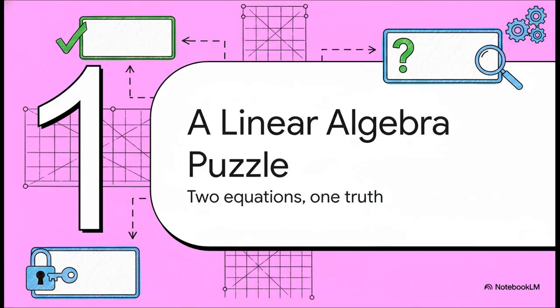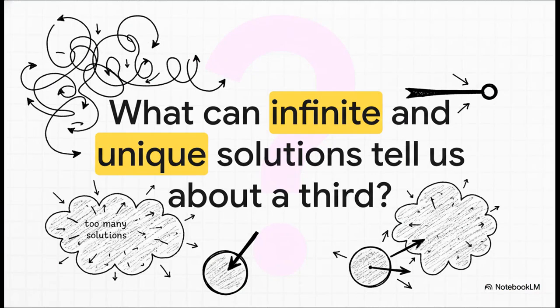Let's jump in. So, here's the setup. We've got 3 equations, but we only get clues about the first 2. Our mission, if we choose to accept it, is to use that very limited information to figure out the fate of that mysterious third equation. Here's the heart of the puzzle. We've got one equation with way too many solutions, an infinite number of them, and another one that has exactly one, a unique solution. So the big question is, what happens when we start mixing and matching their parts? What can these 2 complete opposites tell us about our third equation?